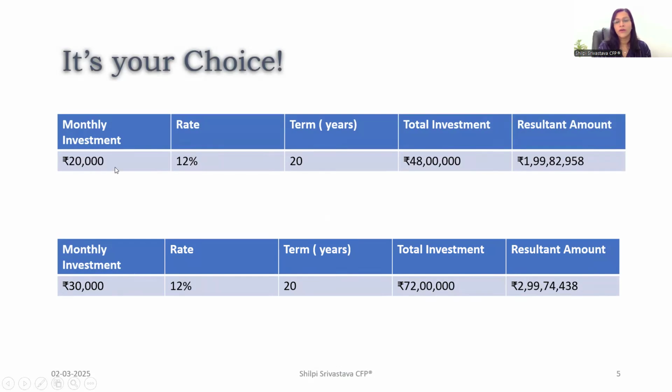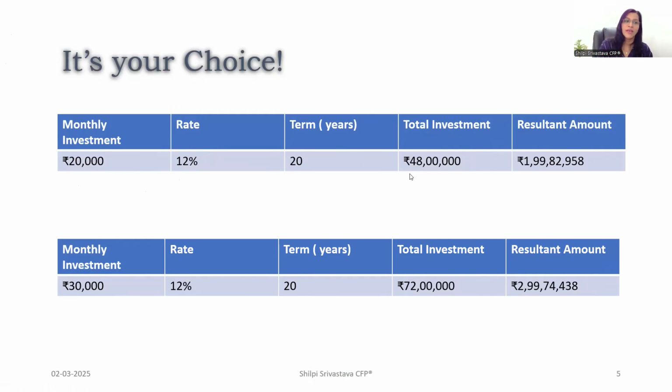According to the first formula, you are saving 20,000 rupees per month. The rate is taken as 12%. This is an assumption: your investments are growing at the rate of 12% per annum. Tenure, let's say you are investing for 20 years. This 20,000 monthly will be invested for 20 years. Every month you are making the same contribution. So your total investment is 48 lakhs and the resultant amount after 20 years will be 1 crore 99 lakh 82,952. This is the first category where 20% is allocated towards saving.